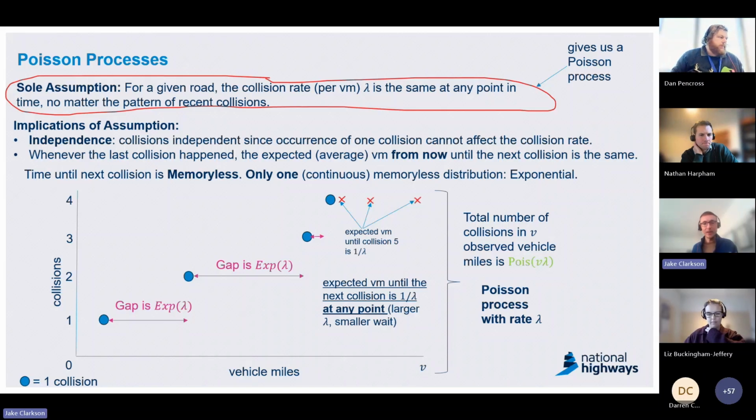Okay, so you'll be thinking, well, I've been banging on about exponential distributions. Where does the Poisson come in? Well, the exponential distribution and the Poisson distribution are linked, so that the total number of collisions that I see in some v vehicle miles follows a Poisson distribution, and the rate of that Poisson distribution is the vehicle miles v multiplied by the collision rate lambda. And this is what we call a Poisson process with rate lambda.